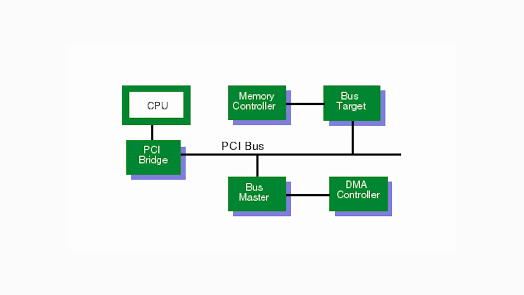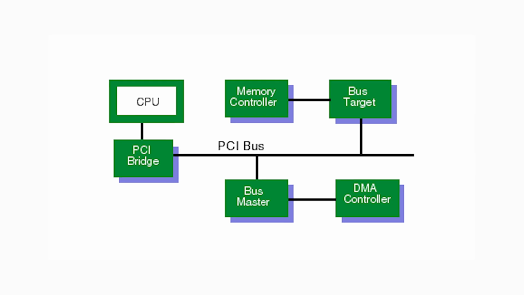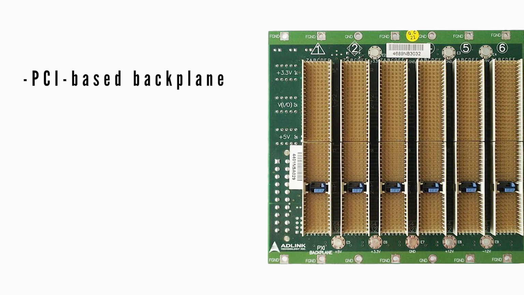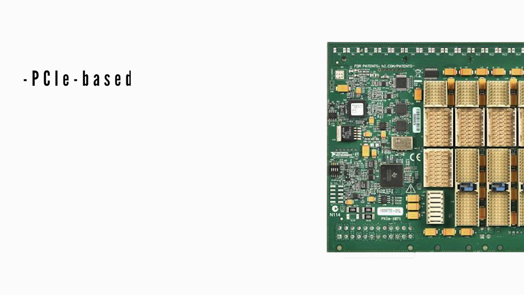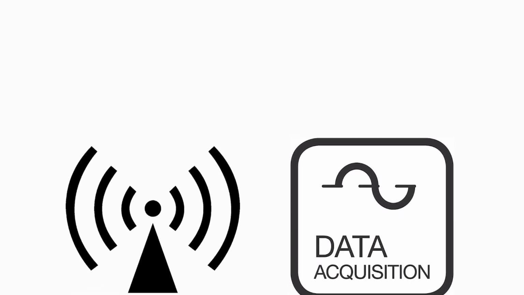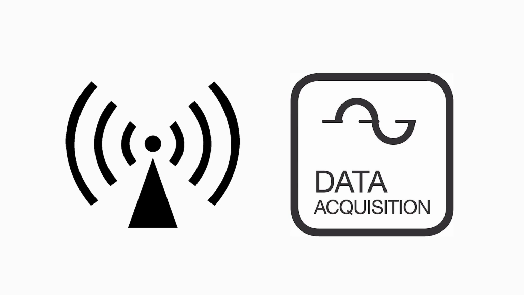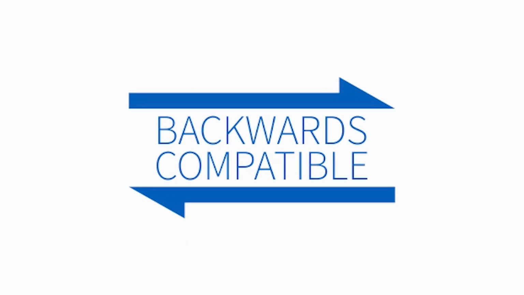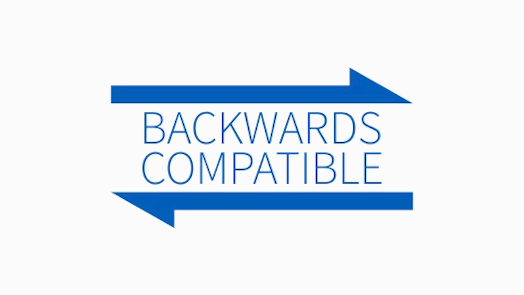Let's break down the differences, starting with bus architecture and data transfer speeds. PXI uses a PCI-based backplane, which means it operates at speeds up to 132 megabytes per second per slot, while PXIe uses a PCIe-based backplane, allowing much higher bandwidth up to 8 gigabytes per second per slot in modern chassis. If your application requires high data throughput, such as RF signal processing or high-speed data acquisition, PXIe is the way to go.